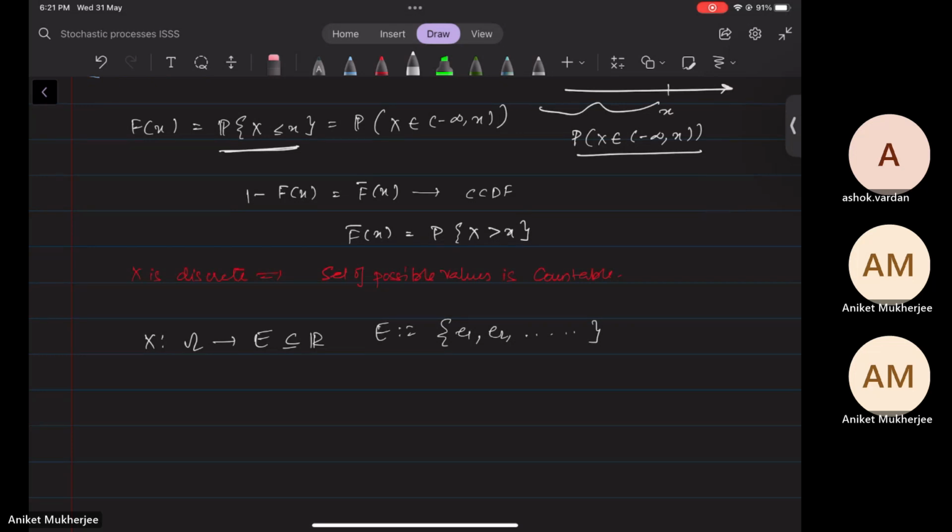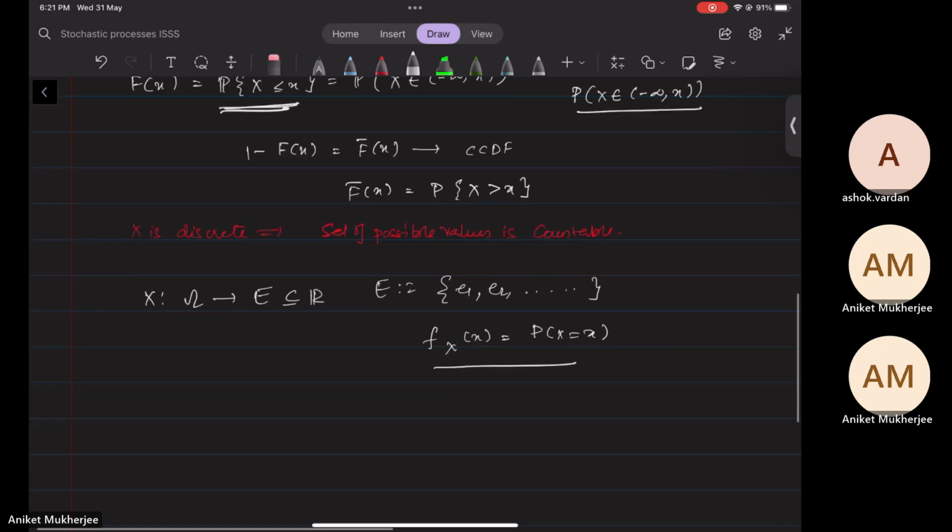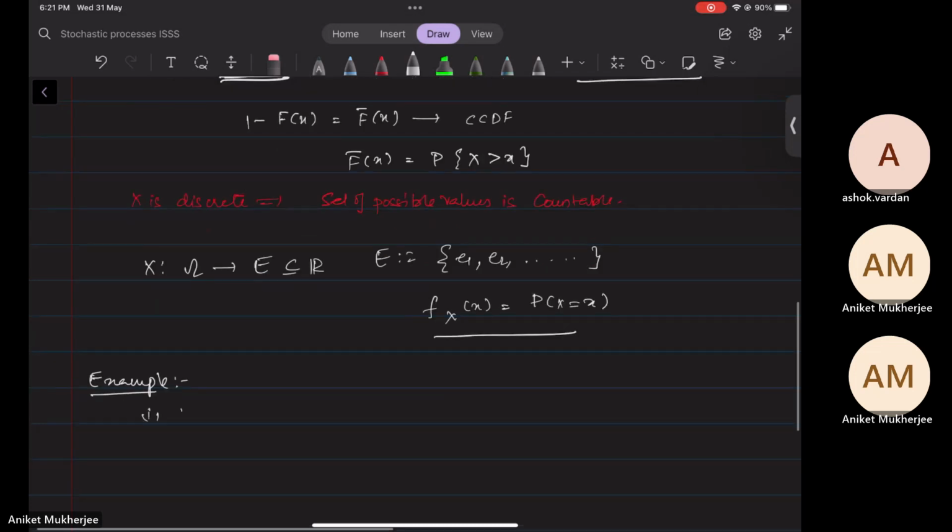For a discrete random variable, you need not define the distribution function. You can just define the mass function. The probability mass function f_X(x) is given by the probability that X equals x. Okay, so let me give some examples of discrete random variables.